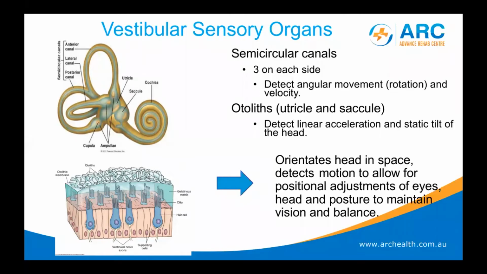There are also some other vestibular organs, which we call otoliths, and they are made up of two structures called your utricle and saccule. And what they are responsible for is detecting linear acceleration and static tilt of the head. So if you were taking off in an aeroplane, it is the otoliths that sense that acceleration as well as the tilt of the aeroplane. And together, these organs help to orientate the head in space, detect motion to allow for positional adjustments of the eyes, head, and posture to maintain vision and balance.